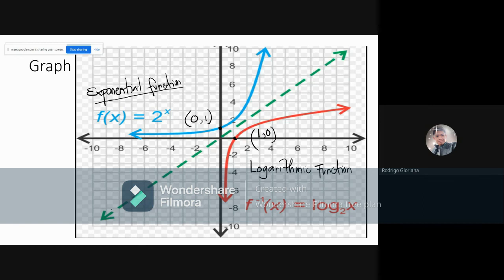As you will notice, the green broken line is your line of reflection. So, that is our line of reflection. That's why we call them inverses. Okay? So, that is how we graph your logarithmic function.